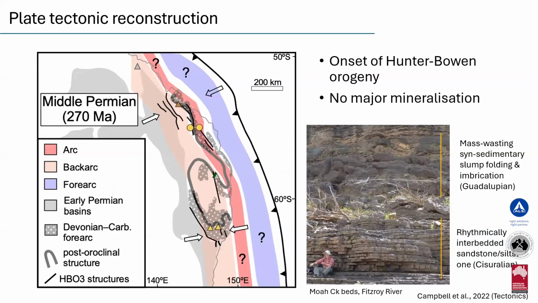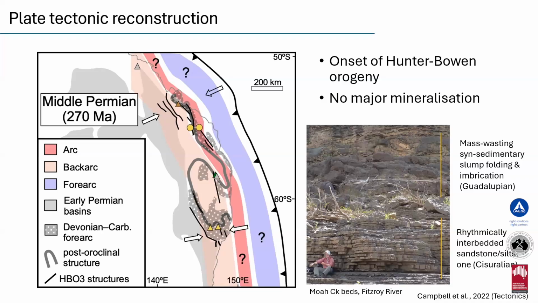Moving to the onset of the Hunter-Bowen orogeny, the first contractional phase apparently did not do much to localize mineralization. Here we see barely any mineralization. We know that that is the timing when Hunter-Bowen kicked in from those disturbed sediments that we find. So the rising topography creates those mass deposits. We dated that. We know that happened at 270, but no major mineralization.